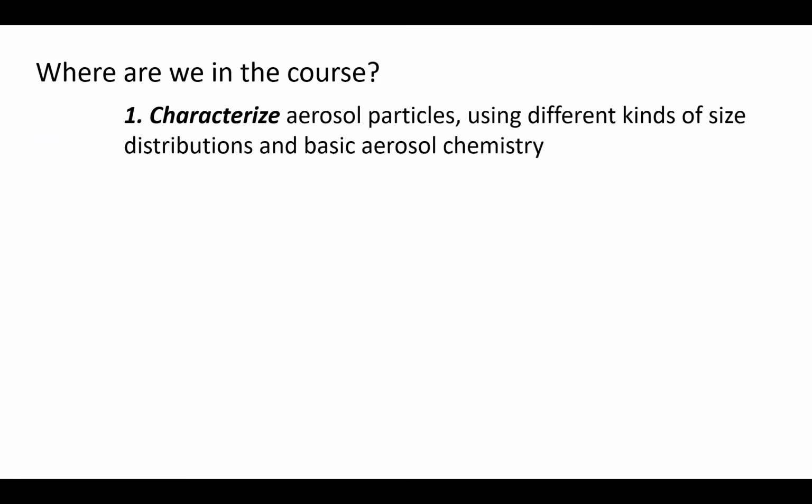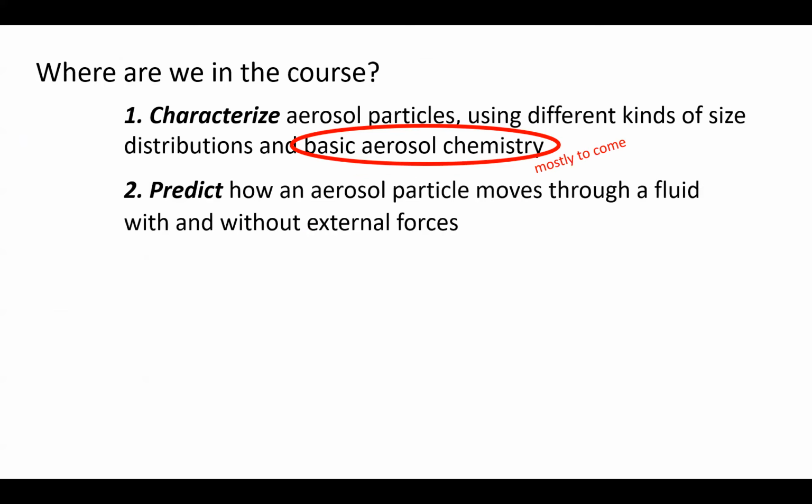Okay, so we want to transition now to talking more about particle motion. And I want to take a look again at our course objectives. So our first objective was to characterize aerosol particles using different kinds of size distributions in basic aerosol chemistry. And so we've done a lot of this in the first couple of weeks of the semester. We've talked just now about very basic aerosol chemistry, but this is mostly to come. In the second part of the class, we'll talk more about aerosol chemistry in a more rigorous manner.